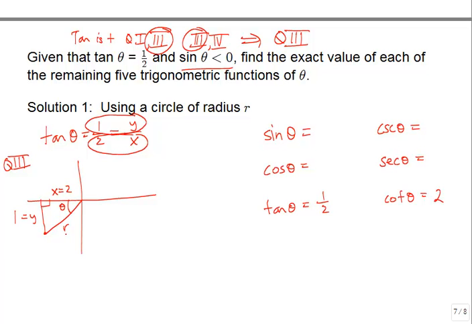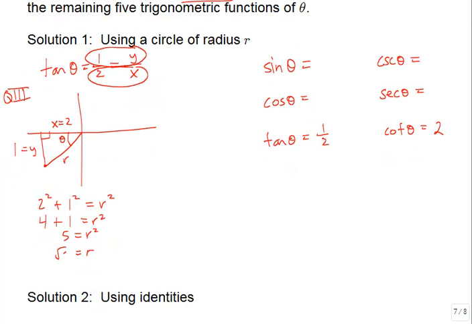So how could we find out what this hypotenuse needs to be? Use the Pythagorean theorem. So the 2 squared plus the 1 squared has to equal r squared. So we get 4 plus 1 equals r squared, so r squared equals 5. Therefore, r equals square root of 5. So we're talking about a triangle where the sides are 2, 1, and square root of 5. Now based on that, we're going to figure out what these values are over here.